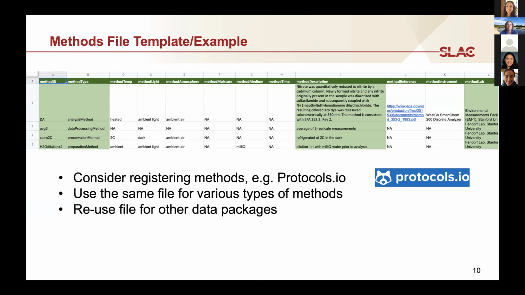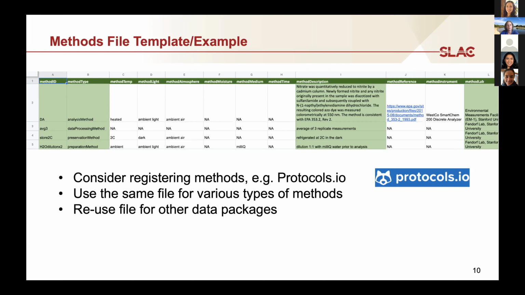And so for the methods file, I'm just showing an example here. There are a lot more fields in the template. Only the ones that are shaded in green are required. So you have to have a method ID. You have to specify what type of method that is. And then you have to have a description of the method, and also note which lab this method was, or the measurements were conducted in, or where this method is used.